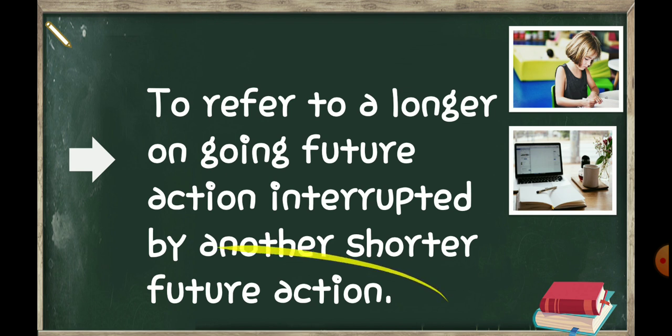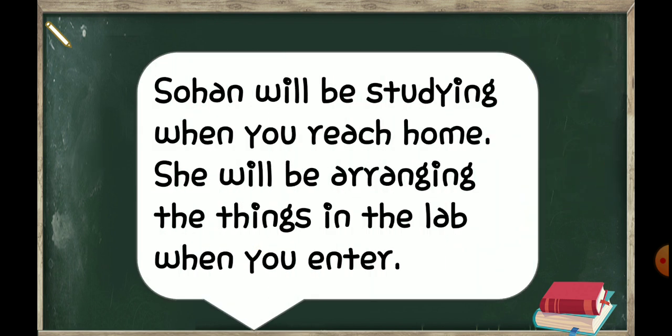See the examples. Sohan will be studying when you reach home. So when you reach, you will see Sohan studying. She'll be arranging the things in the lab when you enter. So if you enter the lab, you can see her arranging the things in the lab. So both actions are going to happen in the future, and one is just a shorter action, and the other one is a longer action which would have started earlier and will be in process when the other action happens.